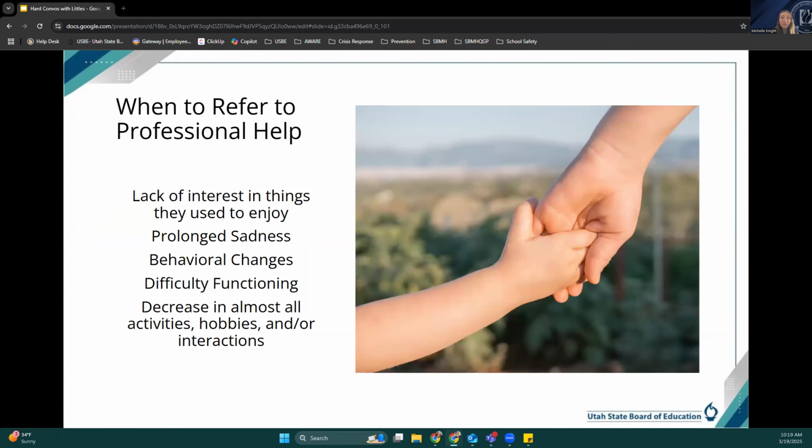Provide support and resources. If a child is struggling to cope with a difficult situation, professional help may be necessary. Like I mentioned with those signs and symptoms, signs that a child may need support include prolonged sadness, changes in behavior such as withdrawal or aggression, difficulty functioning in daily activities, behavioral changes, and so on. Recognizing these signs early can ensure the child receives the necessary guidance and support.